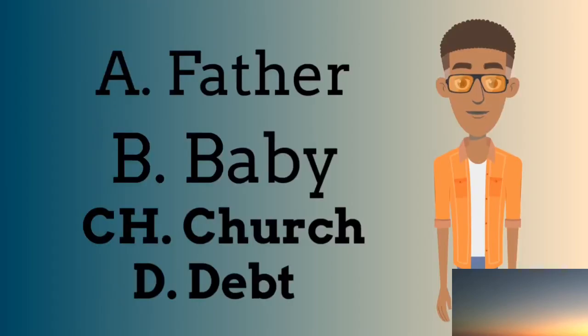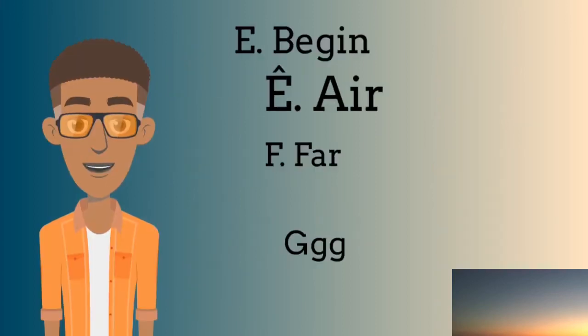A sounds like A in father. B sounds like B in baby. CH sounds like CH in church. D sounds like D in debt. E represents two sounds. E sounds like E in begin. Another E sounds like E in there.